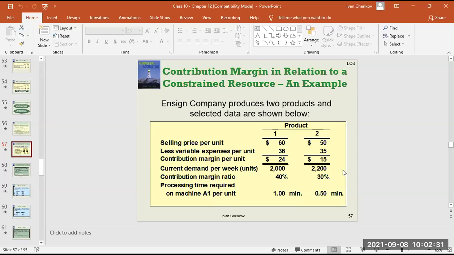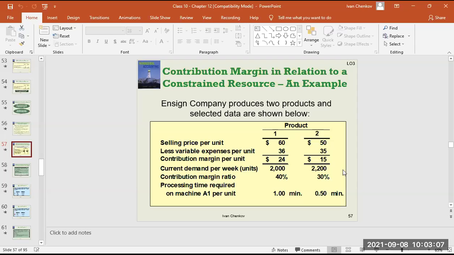Obviously, for product 1, we need 1 minute. For product 2, we need half a minute. So, how many products can we produce in 1 minute? From product 1, we can produce 1 product, and from product 2, we can produce 2 products. So again, per minute, we can produce 1 of product 1 and 2 of product 2.